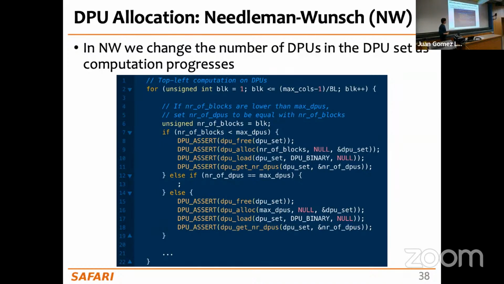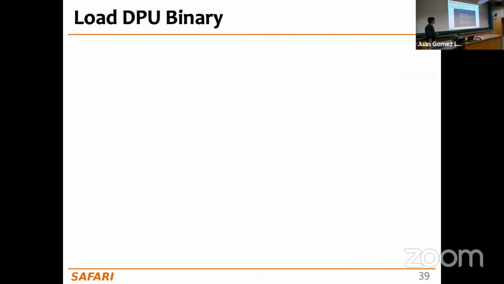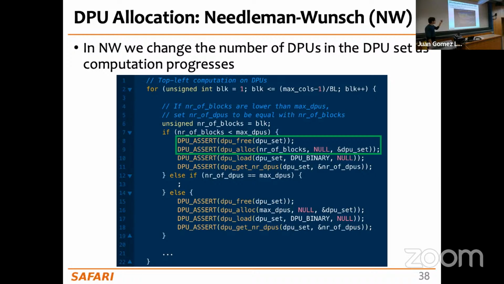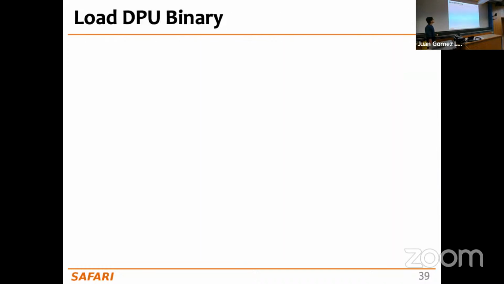So that's why in each iteration of this Needleman-Wunsch code, we free the DPU set that was previously allocated, and we allocate a new DPU set for the number of elements that we have to compute in each anti-diagonal. So that's more or less what we are doing here, just as an example of using different DPU sets of different size over the course of the execution.